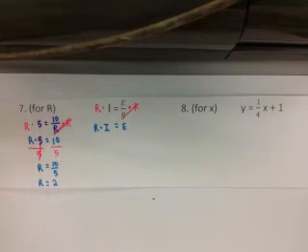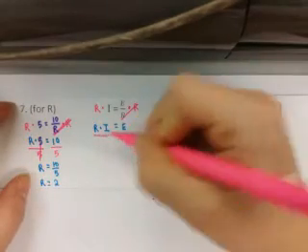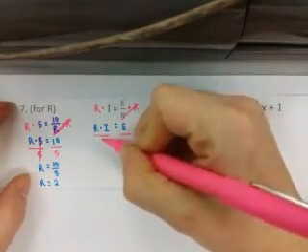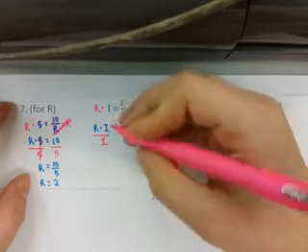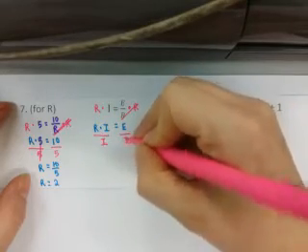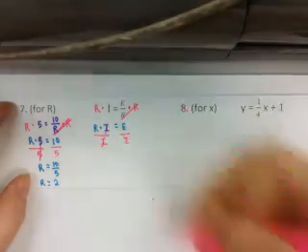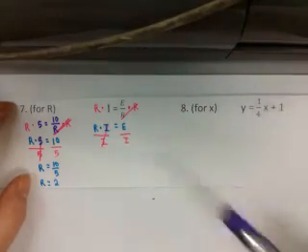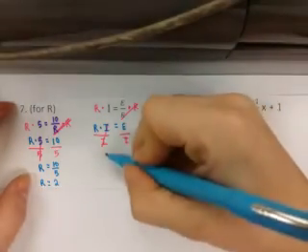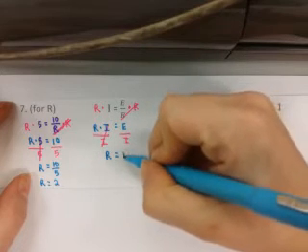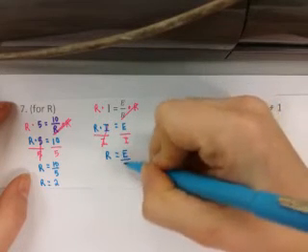Well, now it's a very simple problem. We want R by itself. R is being multiplied by I. So the opposite of multiplication is division. So I'm going to divide both sides by I. These I's cancel out. And we're left with R is equal to E divided by I.